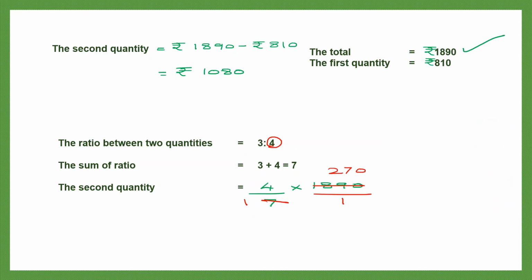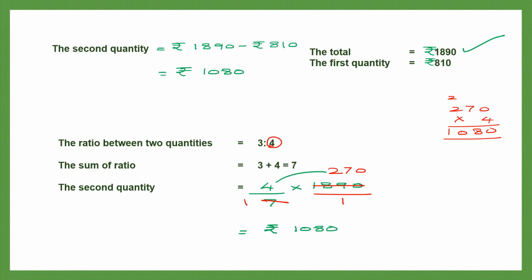So let's cancel. 7 ones are 7 and 7 into 1890 is 270. Now let's multiply the two numerators. 270 into 4. 4 zeros are 0, 4 sevens are 28, carry 2, 4 twos are 8, 9, 10. 1080. So we have got our second quantity to be rupees 1080.